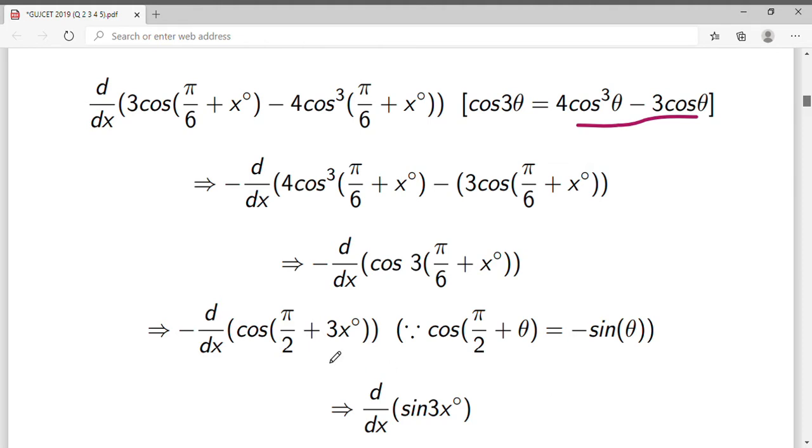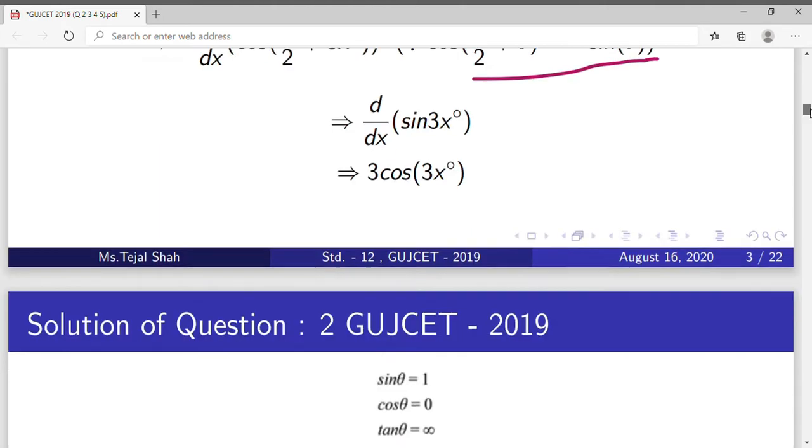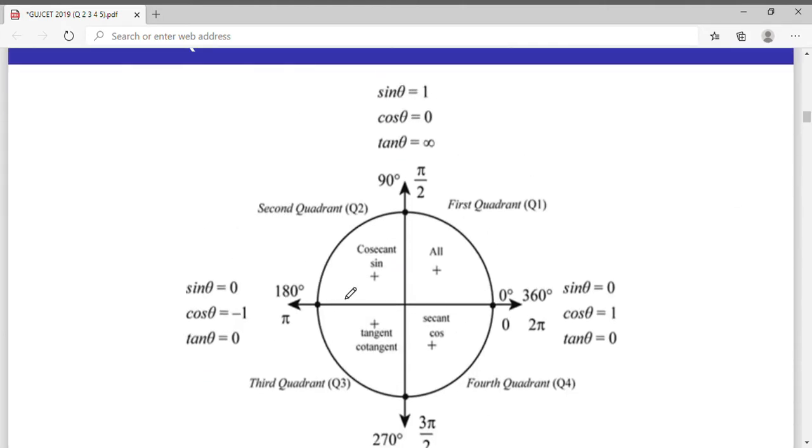After this step, we have to keep one point in mind: what is the value of cos(π/2 + θ)? In this unit circle, we have 0, π/2, 180 degrees and 3π/2. We know that π/2 + θ is nothing but the second quadrant. In the second quadrant, only the sine function and cosine function are... except for this, all other functions are negative.